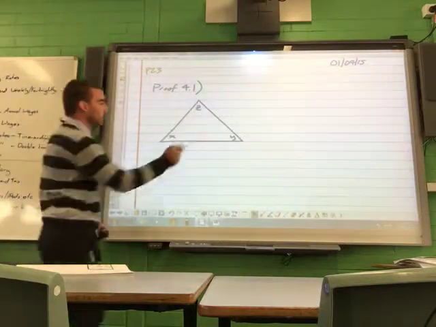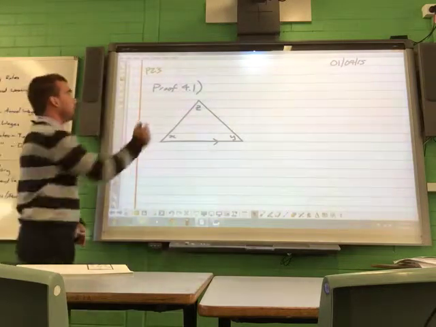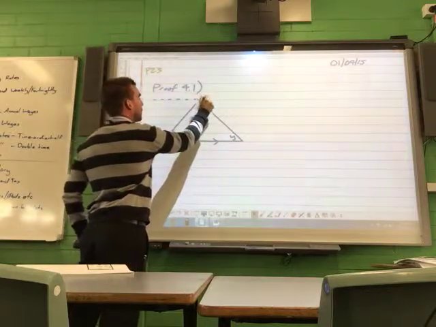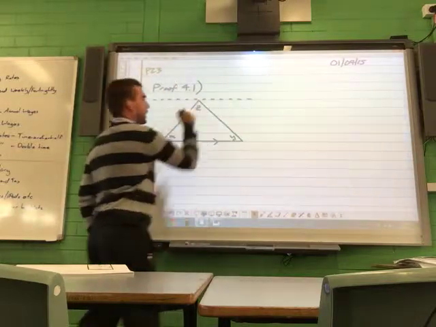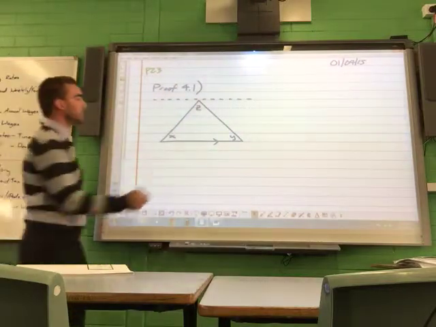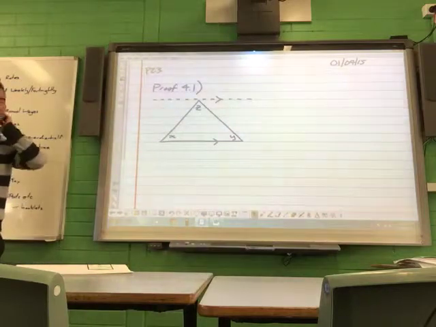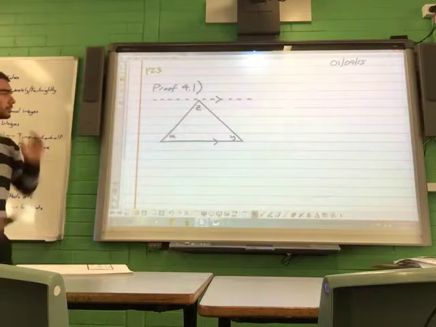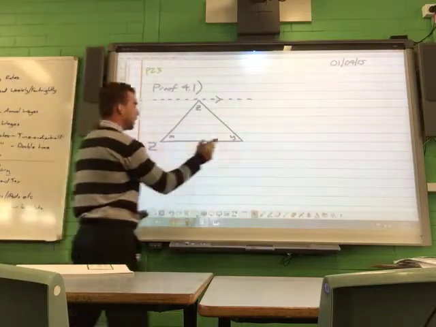Okay, so what I want everyone now to do is put an arrowhead here. I also want you to draw a dotted line that's parallel to that base and touches the vertex at Z. So that means these two lines are parallel. So let's notate, this will be capital Z.